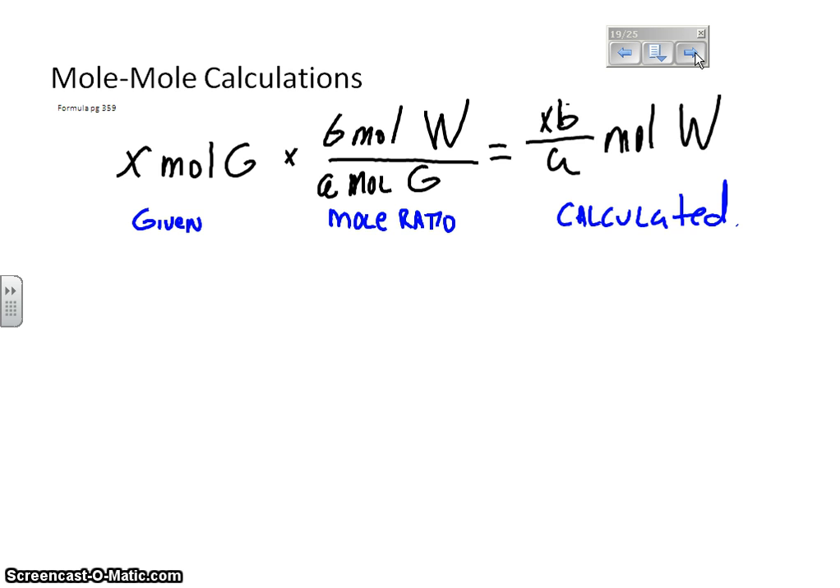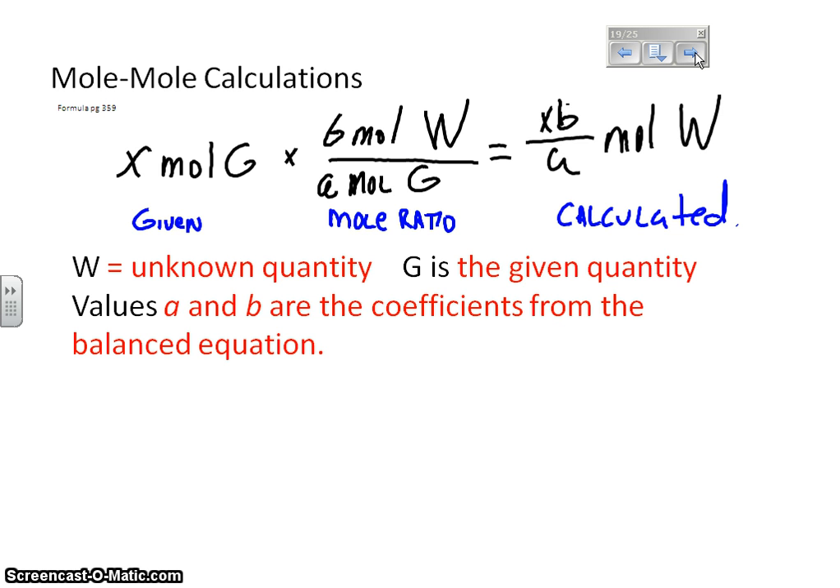Okay? Now we can do mole-to-mole calculations. Here's the formula. Given is what's in the problem. The mole ratio is what we would use to solve the problem, and this is what we do when we calculate it. So let's take a look. W is the unknown quantity. G is the given quantity. And values A and B are the coefficients from the balanced equation. Now this will look a little bit easier to understand if we do a sample problem.